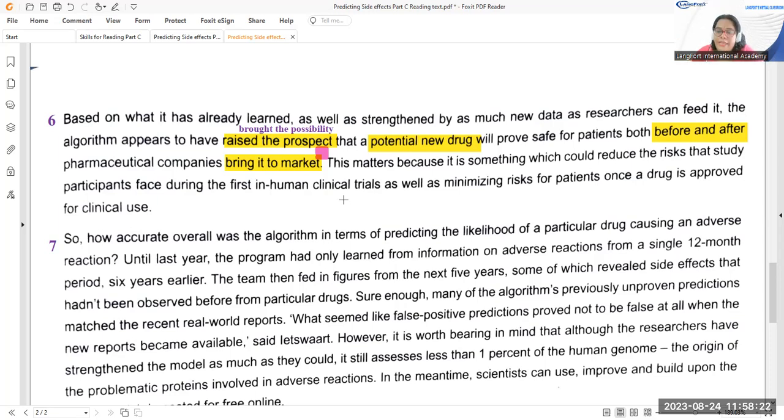So we usually cannot say a drug is good before it passes clinical trials. But this algorithm has come up with the possibility of a drug that is safe during the clinical trials. For sure, it's safe. Such a drug, even after we have released it, is still safe. So that means the participants in clinical studies are at less risk, and people who take the drug after it's approved for use are also at less risk.